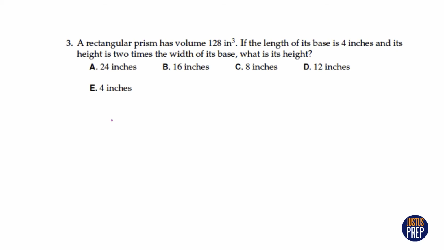Question number 3. A rectangular prism has volume 128 cubic inches. If the length of its base is 4 inches and the height is 2 times the width of its base, what is its height? Let's start with an equation. So the equation is volume of a rectangular prism is length times width times height.